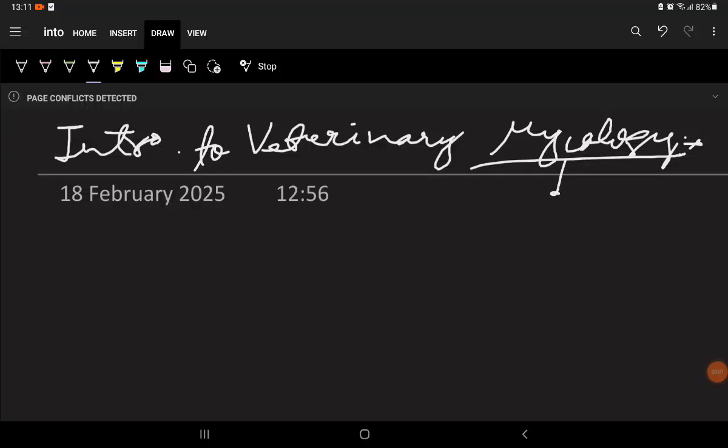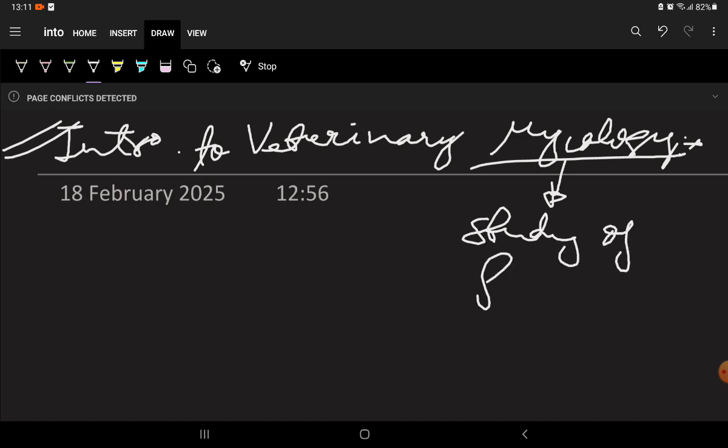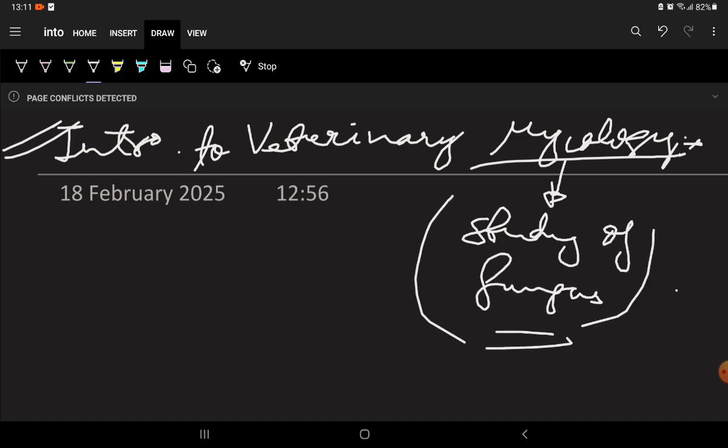Okay, so today's lecture is Intro to Veterinary Mycology. So what is mycology? Mycology is the study of fungus. Okay, that is called mycology. So what is veterinary mycology? Veterinary mycology is the study of fungus which cause diseases in animals. Very simple. Okay, and the subject is veterinary microbiology, by the way.